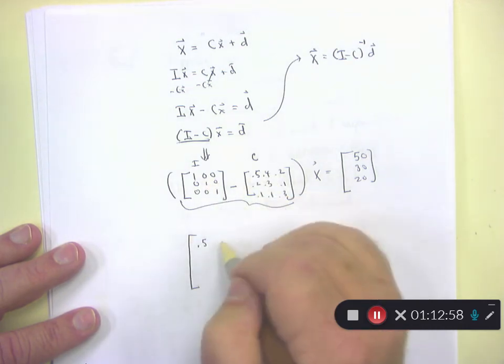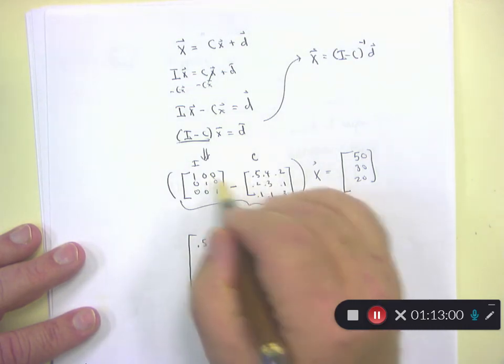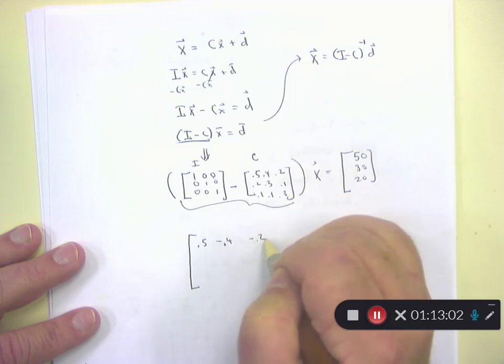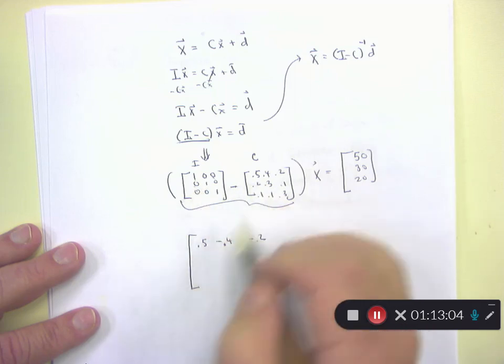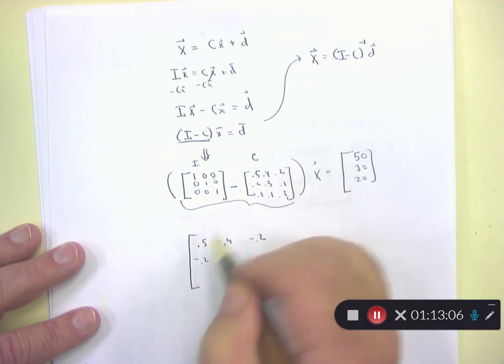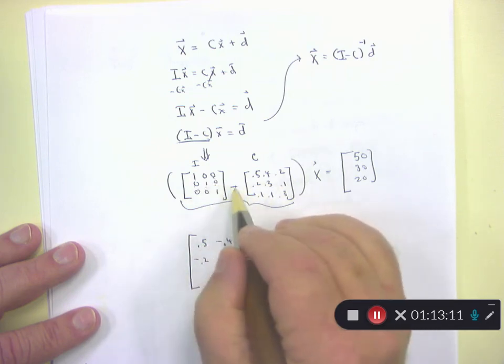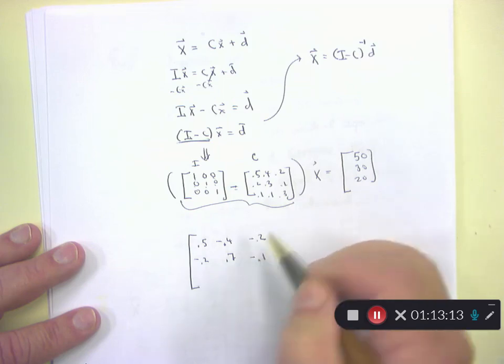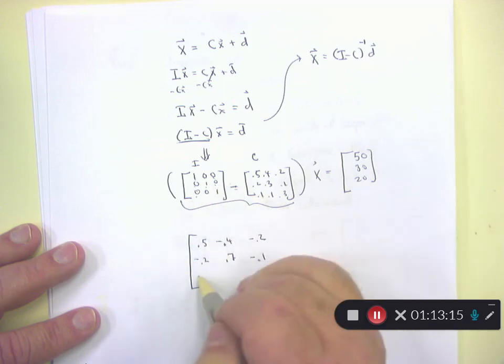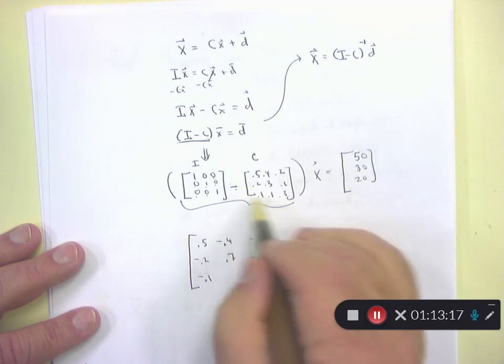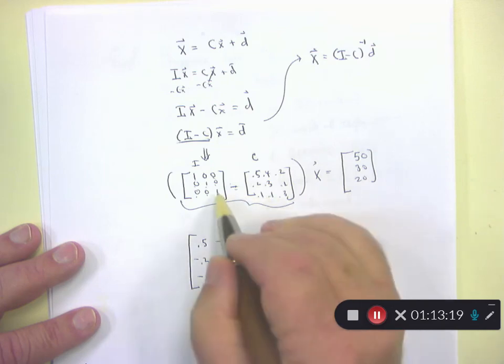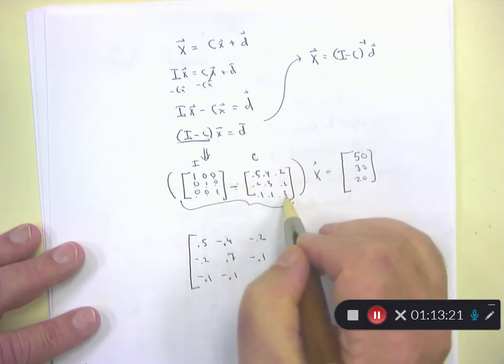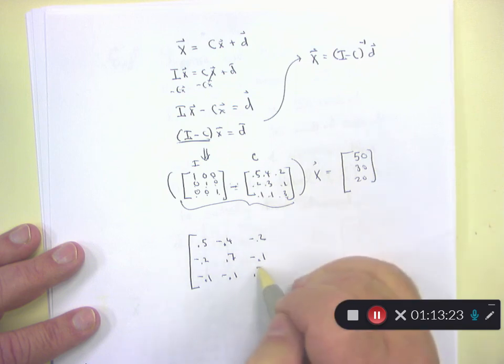0 minus 0.4 is negative 0.4. 0 minus 0.2 is negative 0.2. 0 minus negative 0.2 is negative 0.2. 1 minus 0.3 is 0.7. 0 minus 0.1 is negative 0.1, and again negative 0.1, and again negative 0.1. And 1 minus 0.3 is 0.7 again.